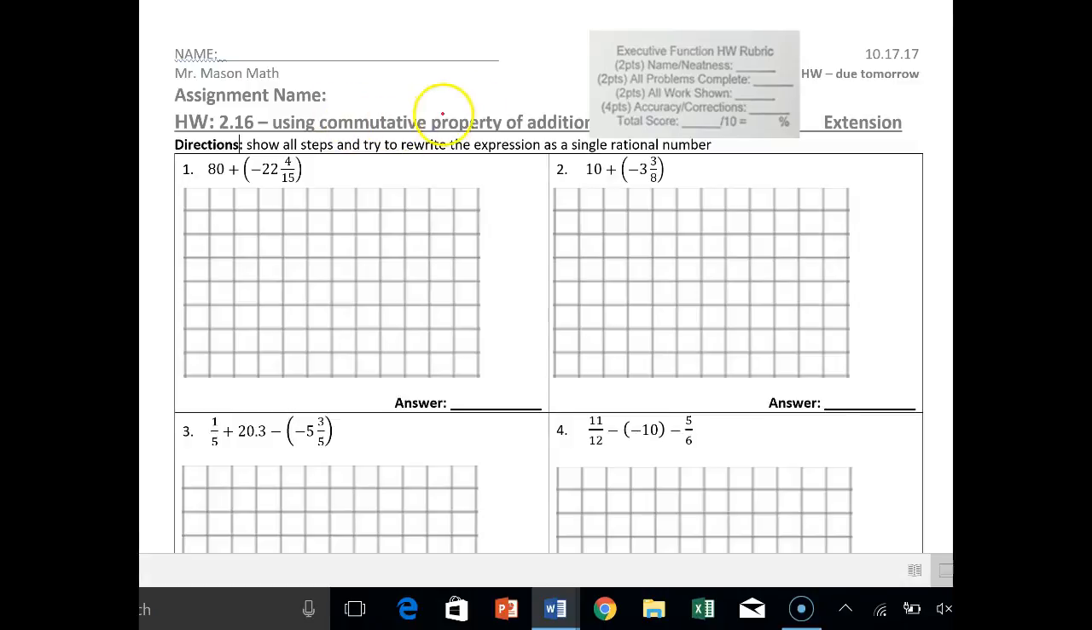This is using the commutative property of addition to help us with adding and subtracting rational numbers. So this is an extension homework due tomorrow. So please make sure you show all work. I should not just see an answer in the answer box.